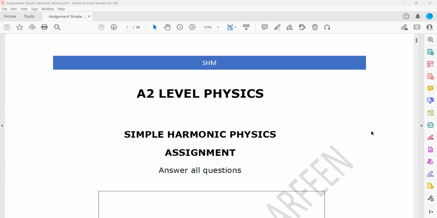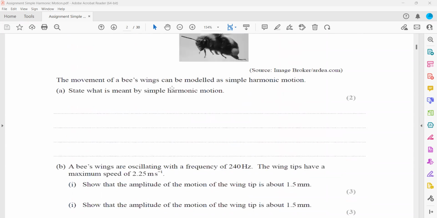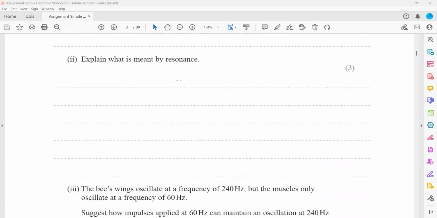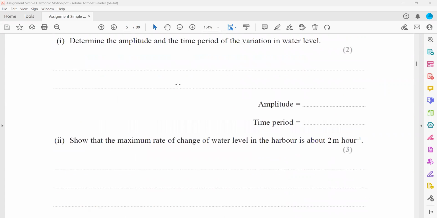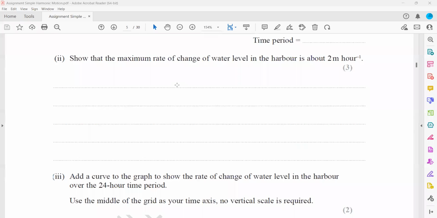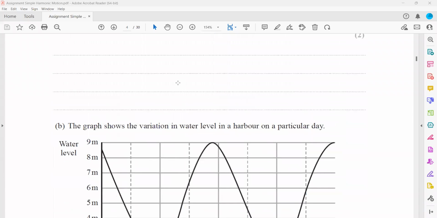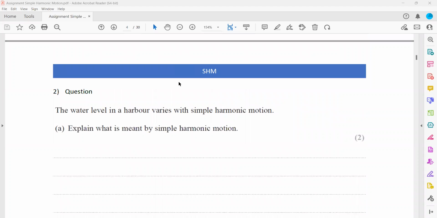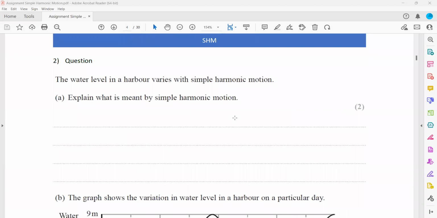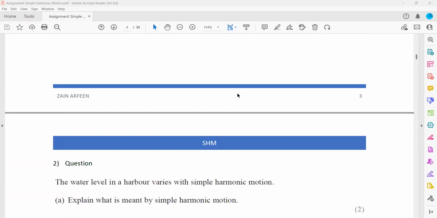So this assignment is about simple harmonic motion. We did the first two questions, so question 3 today. Question 1 we did, question 2 today. I guess the last I did was question 1. Question 2.